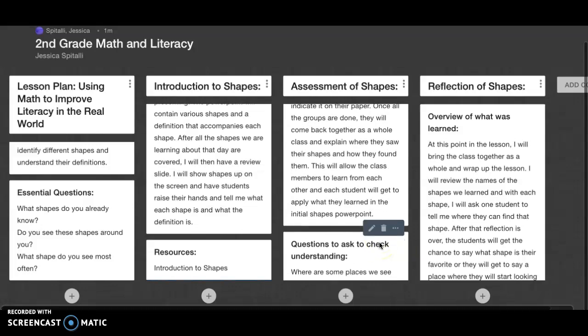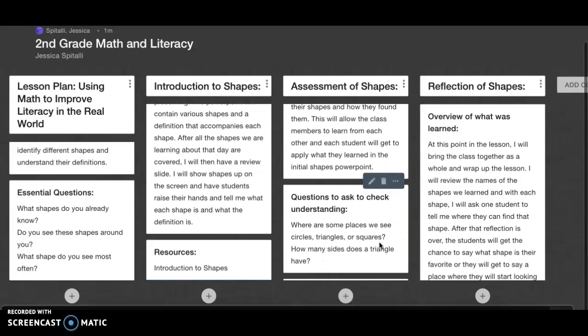Some questions I had to check for understanding, because this is a very important part of teaching. You want to make sure your kids understand where you're coming from and understand what they're learning. So two questions I had were, where are some places we see circles, triangles, or squares, and how many sides does a triangle have? You can use that second question with any shape you've covered that day just to do a little pop quiz on your students and to see if they are picking up what you're saying.